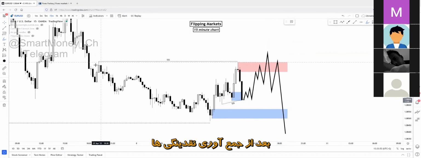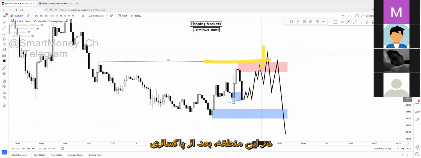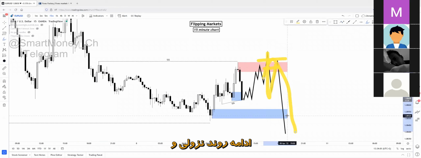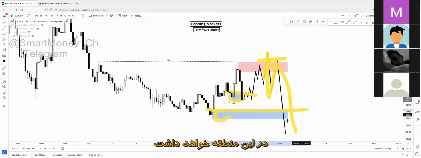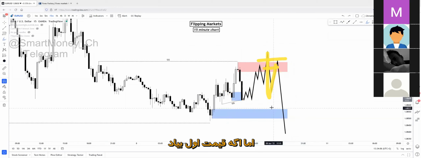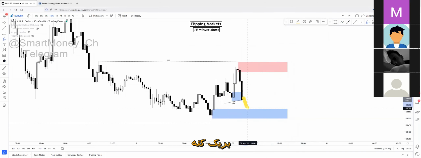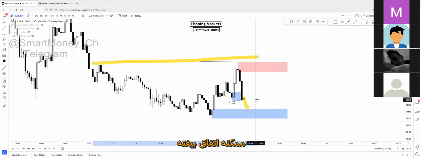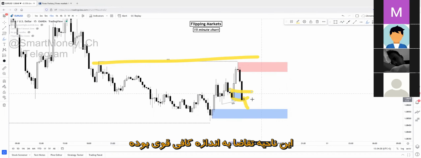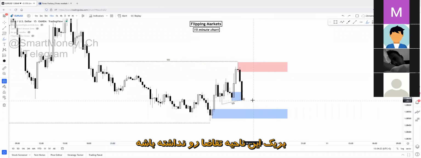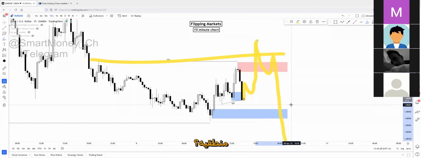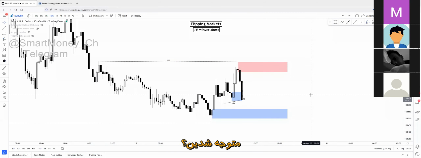And after the order collection, after the liquidity collection right here at this region, after the sweep, it will be powerful enough to actually continue the overall short movements and continue to break below demand zones over and over again. But if price can break below this demand zone first, then I believe the sweep of this liquidity wouldn't be necessary. It can happen, of course, but it wouldn't be necessary because price was strong enough to break below this demand zone. But if price isn't strong enough to break below this demand zone, the sweep of this liquidity is necessary because price has to collect more orders. Make sense? Is it understandable?